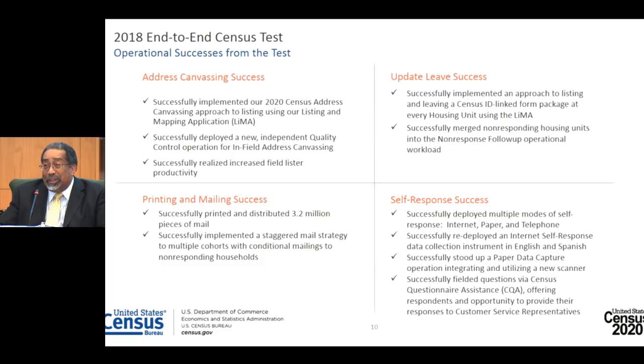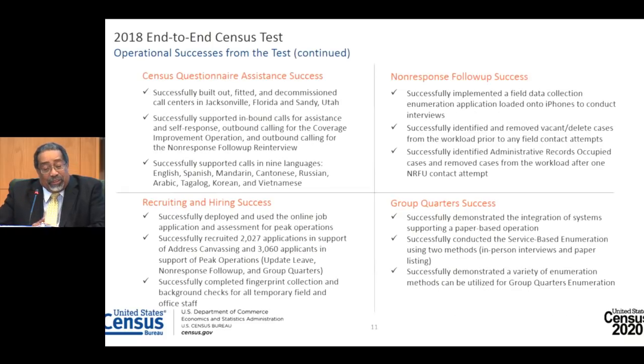We successfully fielded questions via Census questionnaire assistance centers and offered respondents an opportunity to provide their responses to our customer service representatives. For the Census questionnaire assistance, try to say that 3 times, we successfully built out, fitted, operated, and decommissioned call centers in Jacksonville, Florida, and Sandy, Utah. We successfully supported inbound calls for assistance and self-response, outbound calling for coverage improvement operation, and outbound calling for non-response follow-up interviews.